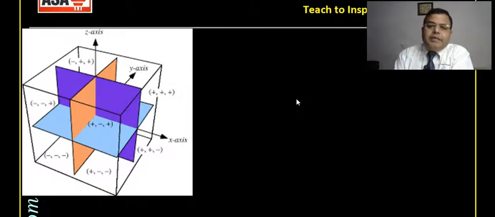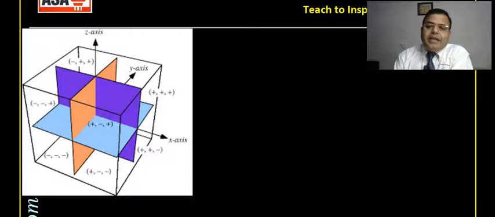So this plane is the x-axis. This plane is the y-axis, what we have drawn on the diagram. And this plane is the z-axis. The blue one is the z-axis, the gray one is the y-axis, and the light blue, sky blue, is the x-axis.